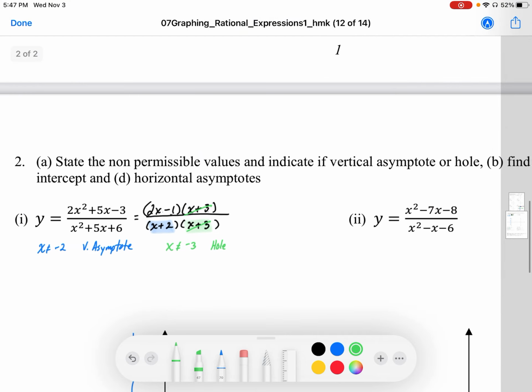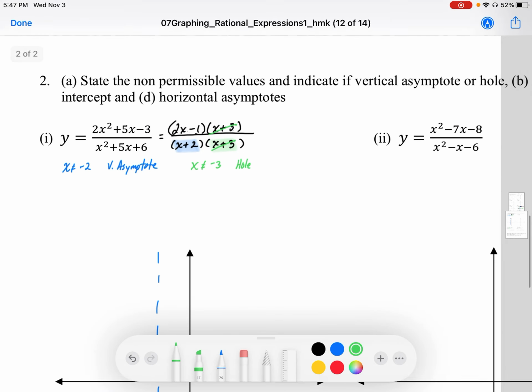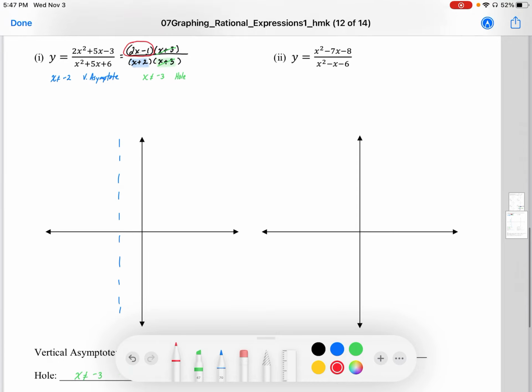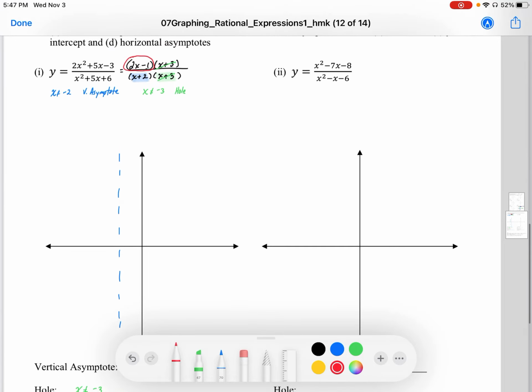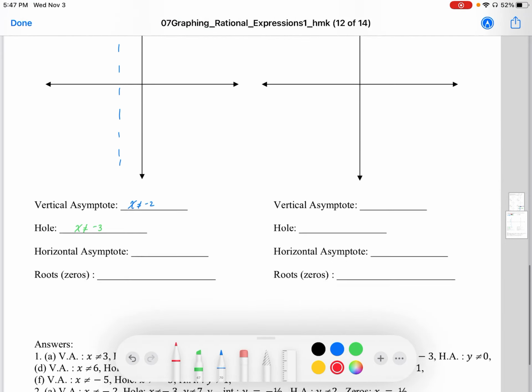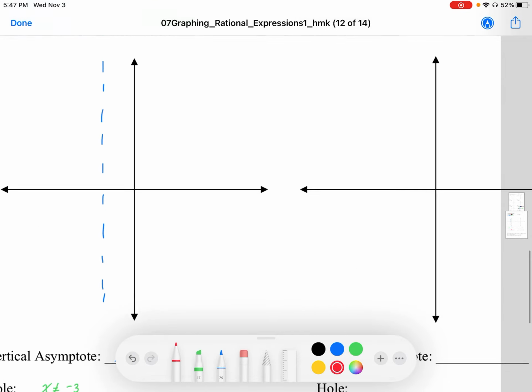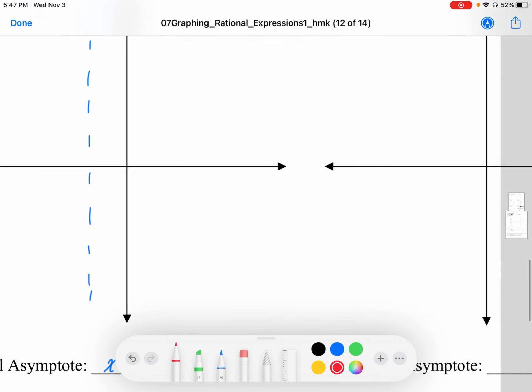We want to figure out the roots. The roots are going to be based on the numerator. So that I'm going to get a root from there. So my root is then going to be at x equals positive 1/2. Okay, so x equals 1/2 would be the root. I'm going to go ahead and draw that in. So at 1/2, maybe somewhere around there, I'm going to end up with a root.